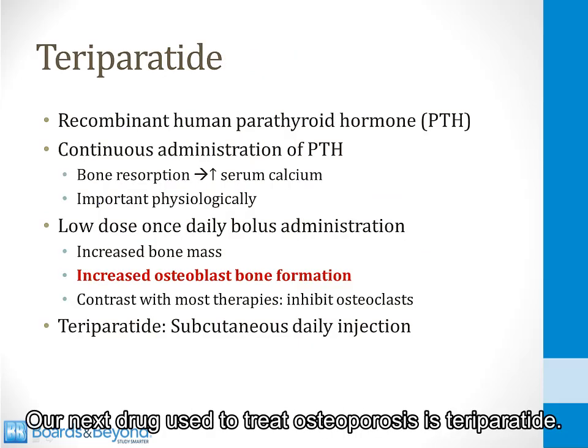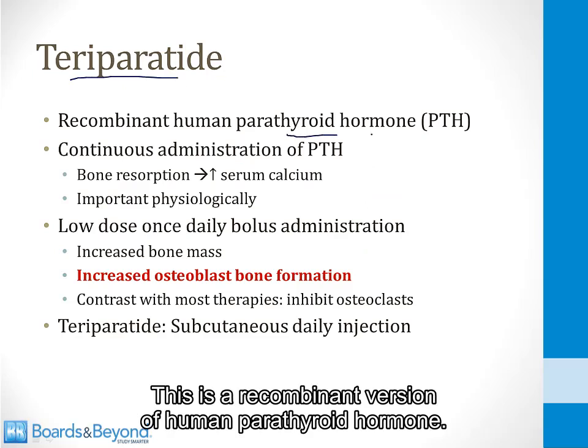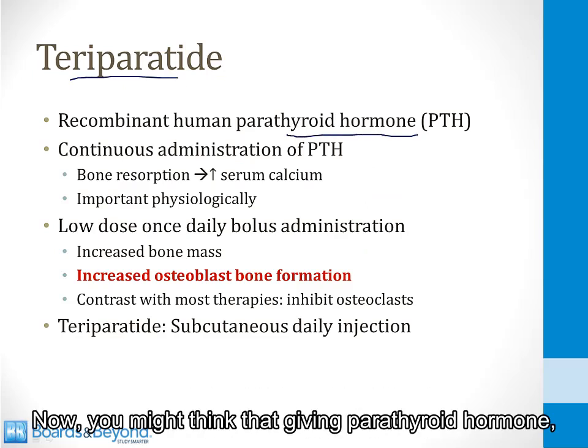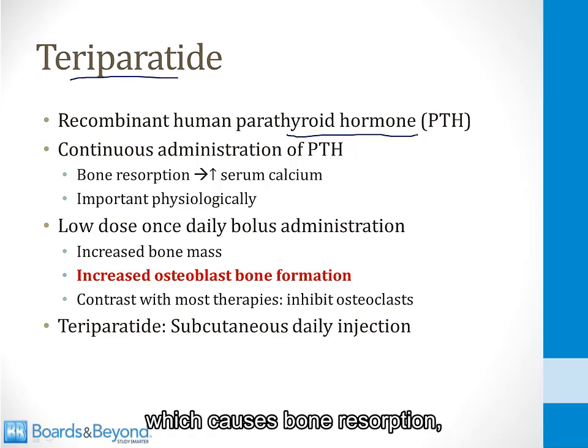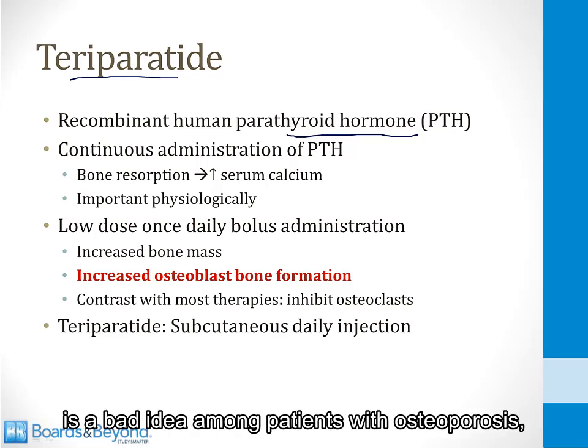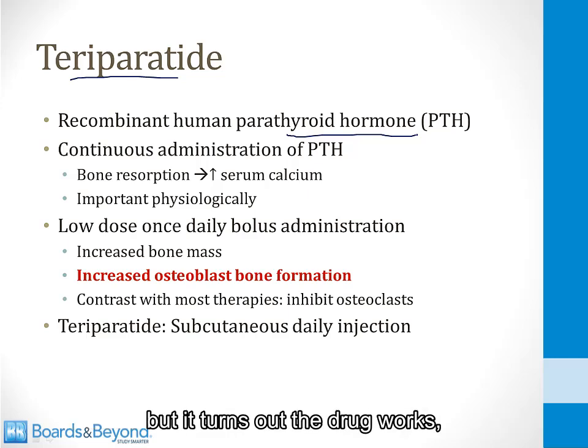Our next drug used to treat osteoporosis is teriparatide. This is a recombinant version of human parathyroid hormone. Now you might think that giving parathyroid hormone, which causes bone resorption, is a bad idea among patients with osteoporosis, but it turns out the drug works, and this is the reason why.